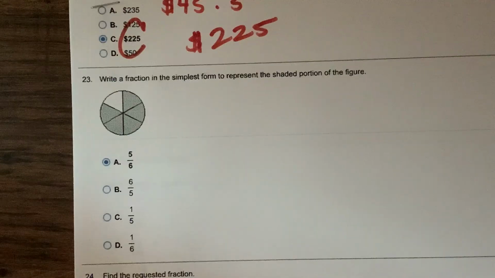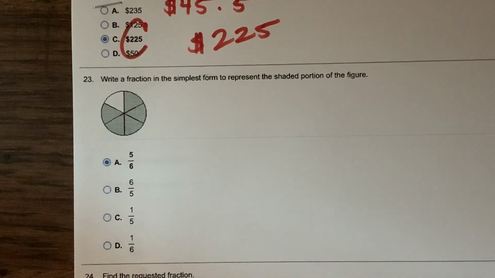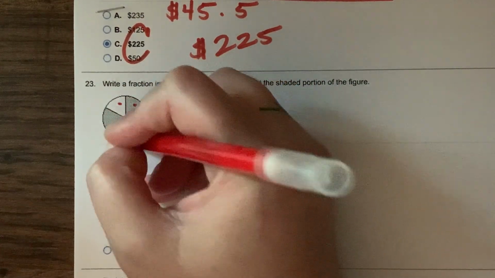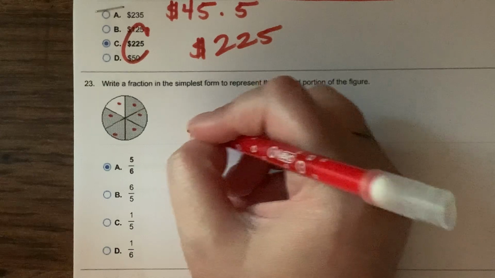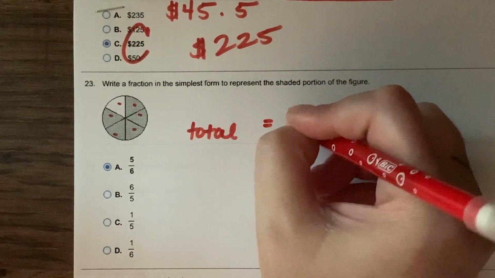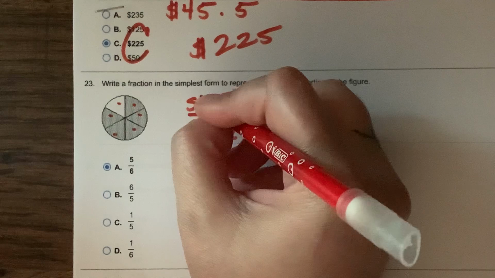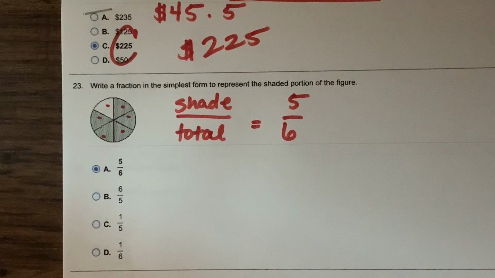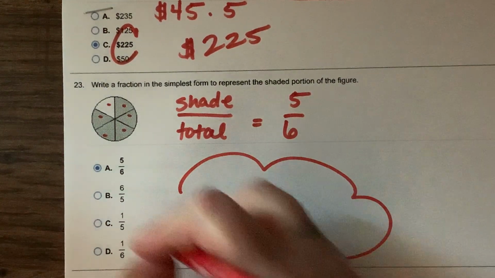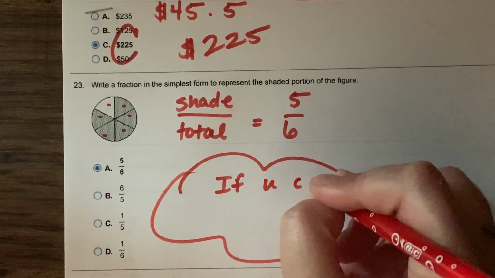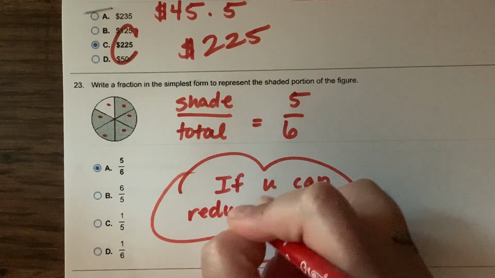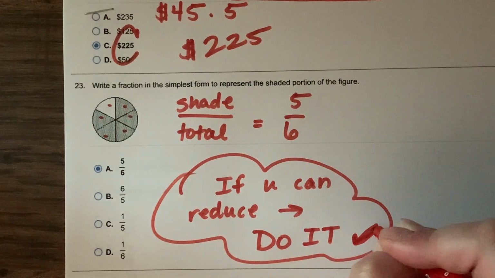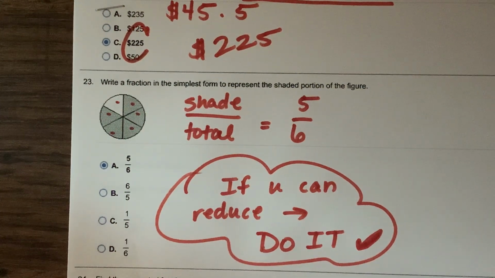Okay, let's look at number 23. Number 23 says write a fraction. Okay, good. So let's see how many total pieces there are. 1, 2, 3, 4, 5, 6. 6. So that's going to go on the bottom. And then the shaded is going to go on the top. And that looks like 5/6. Okay, on your test, if you could reduce, then do it. So if you can reduce, do it.